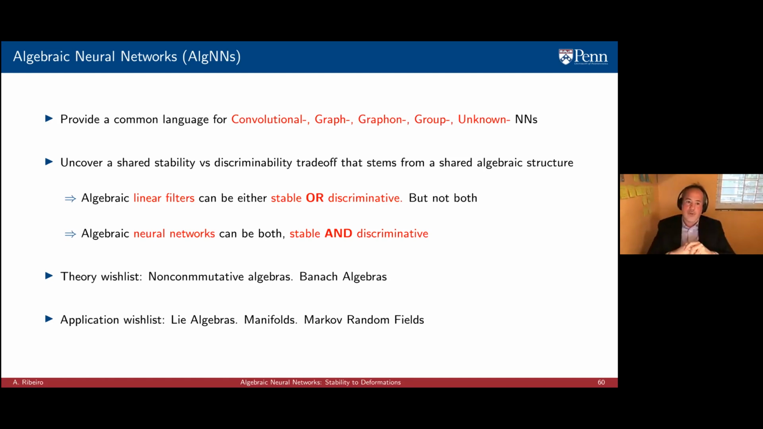Algebraic neural networks, on the other hand, can be both stable and discriminative because of the demodulation that is performed by the pointwise nonlinearity. I think there's quite a lot of research that can be done in this area. My personal theory wish list includes extensions to non-commutative algebras. It also includes extensions to Banach algebras. My application wish list includes Lie algebras, convolutions on manifolds, convolutions on Markov random fields.